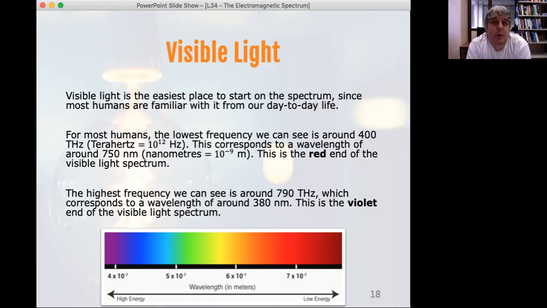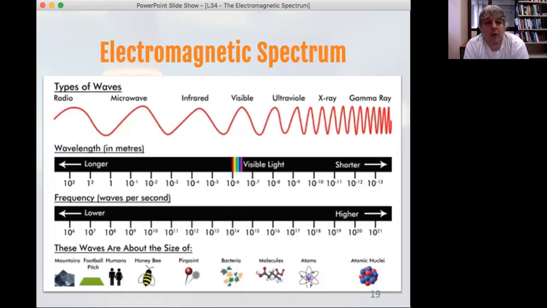So that's the visible light spectrum, right? It's a pretty small region, 400 terahertz to 790 terahertz. They're big numbers, but it's a fairly small region, as we will see, because the overall spectrum goes from waves that are longer than a kilometer to waves that are shorter than the width of a proton or in a nuclei, right? They're tiny, tiny waves when we get down to gamma ray.